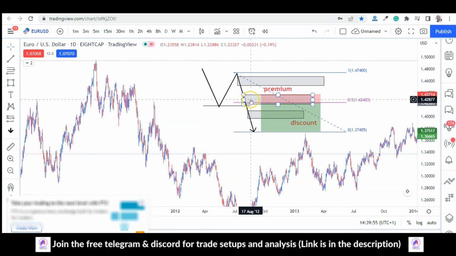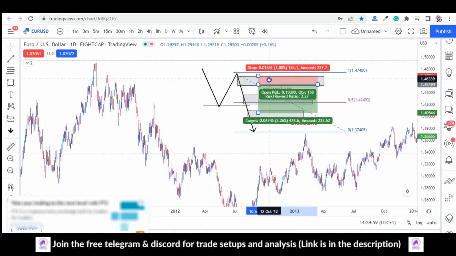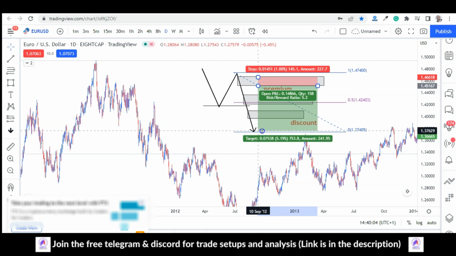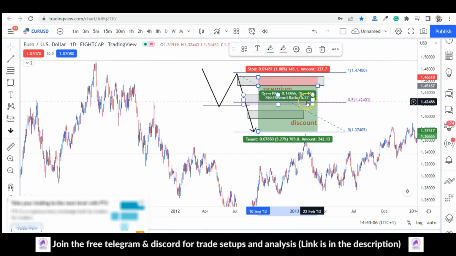So this point of interest gives you a higher risk to reward than this one. Then the one at the extreme will give you a much better risk to reward, okay, of what? 5.27. Okay.